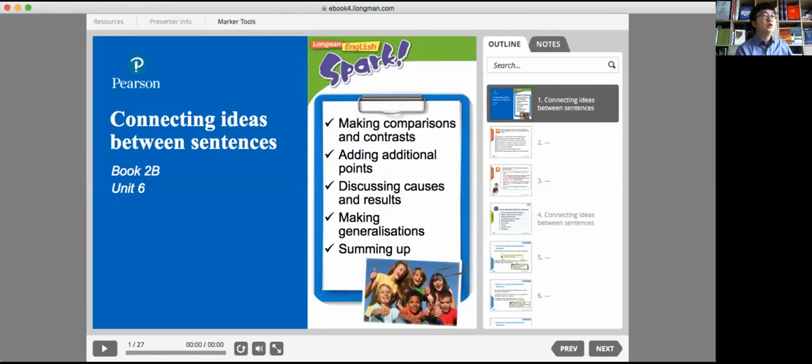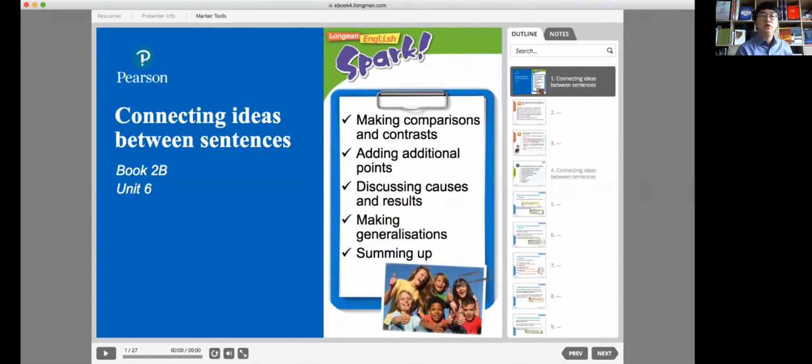This is what we are going to learn today. We are going to learn connectives, making comparisons and contrasts, and then some connectives for adding additional points, and also connectives which help us discuss causes and results, and finally some connectives which help us make generalizations. Now let's begin. So let's have a look at this slide.